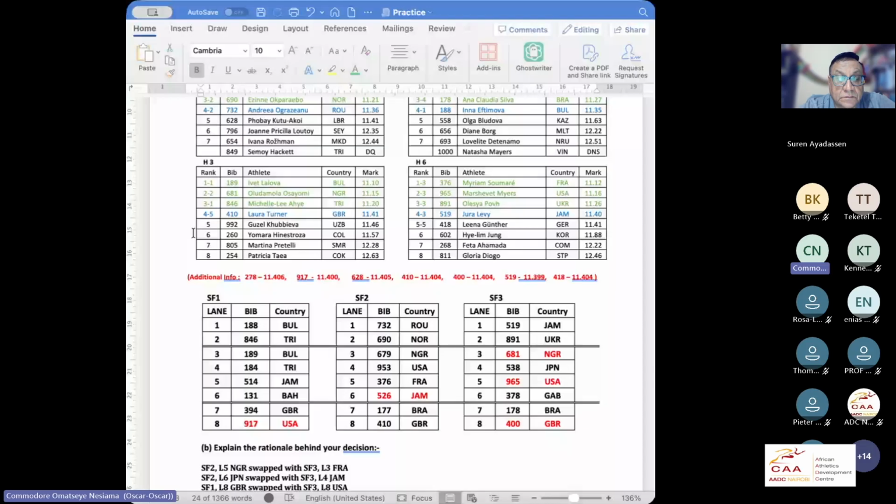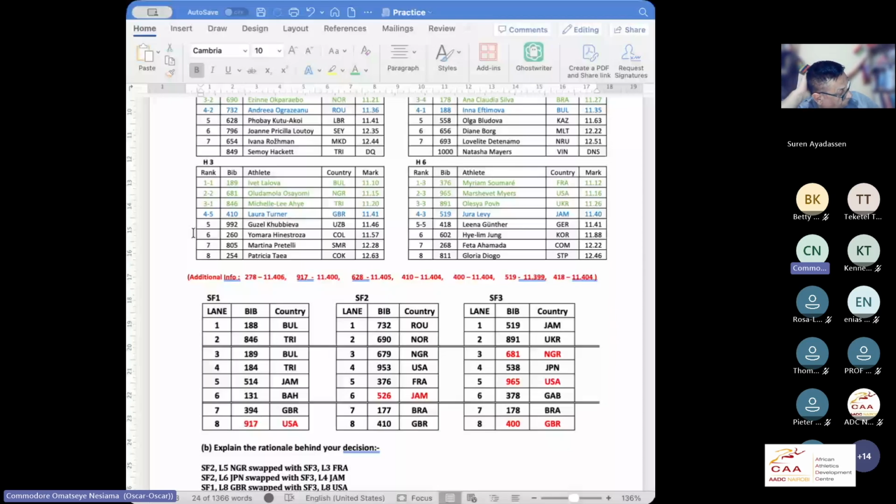Now, the question said we should explain the rationale behind our decision. One of those decisions is that, based on the fact that the rule allows for the swapping of athletes, as much as possible we should avoid having 2 athletes from the same country in the same heat, except it is impossible to separate them. And in doing that, you also consider the lane draws. So they will be in similar draws.